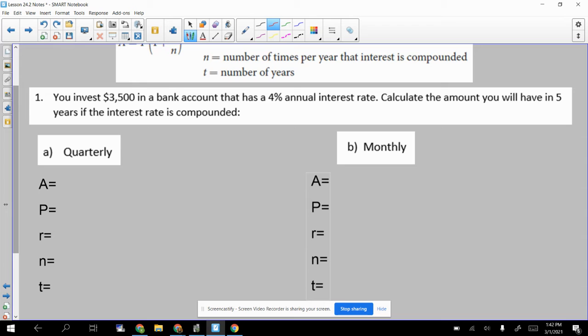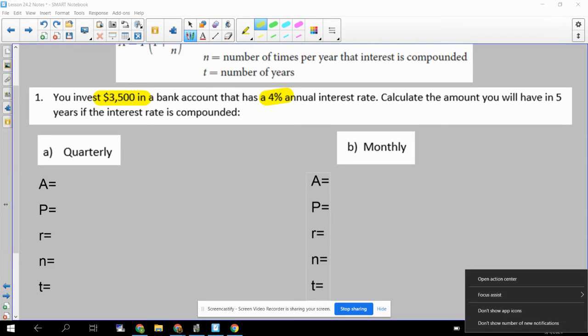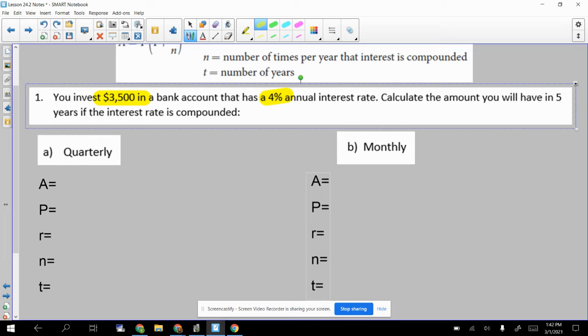Number 1 says you invest $3,500 in a bank account that has a 4% annual interest rate. Calculate the amount you will have in 5 years if the interest is compounded, A, quarterly, B, monthly. So first thing here, let's highlight some important pieces of information. We have $3,500 in a bank account. Its interest rate is going to be 4%, and it's going to be in there for 5 years. Those are key pieces of information, and then also this here, quarterly.